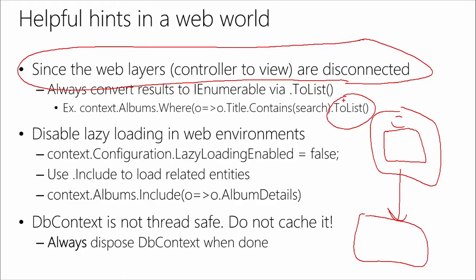Always call .toList when you get your data back. So we've looked at this code quite a bit today, context.albums. You always want to call toList to make sure it executes on the spot, because the way this works, if you don't call this, it waits until you actually use this returned object to execute it against a database. It's a deferred execution. So you need to call toList.